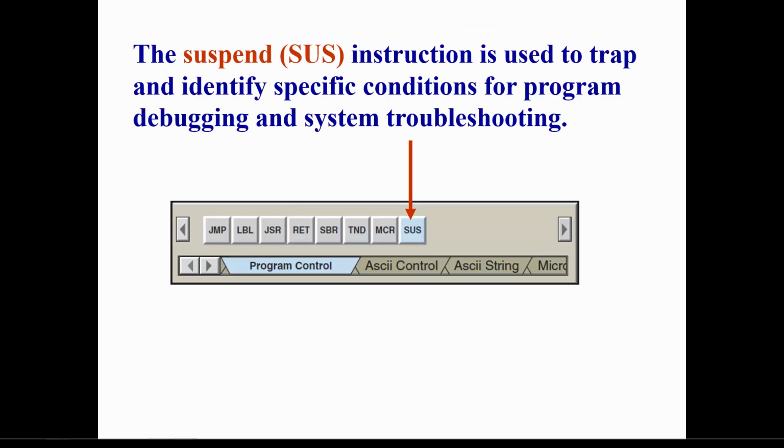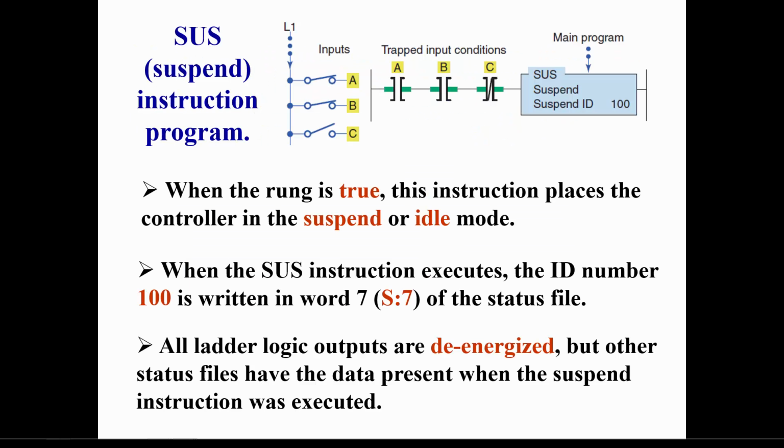The suspend instruction, SUS, can be used to debug or troubleshoot a program. When the suspend instruction is false, the program operates normally. When the suspend instruction is true, the PLC processor stops processing the rungs and copies the ID number in the suspend instruction to memory location S:7 of the status file. If multiple suspend instructions are being used, they can all be assigned unique numbers so you know which one was responsible for stopping the program.